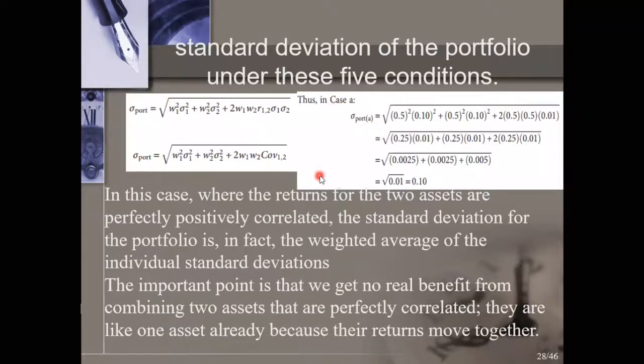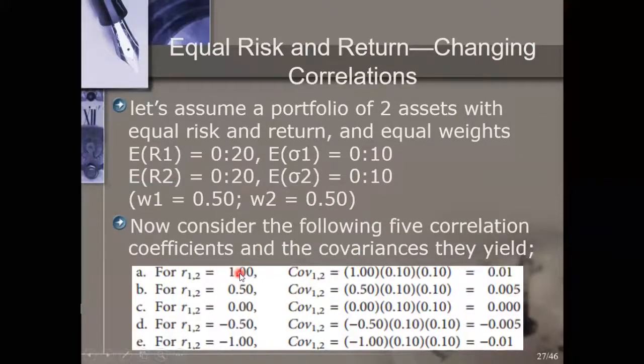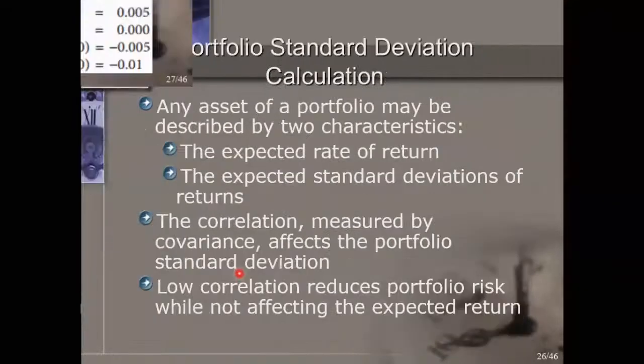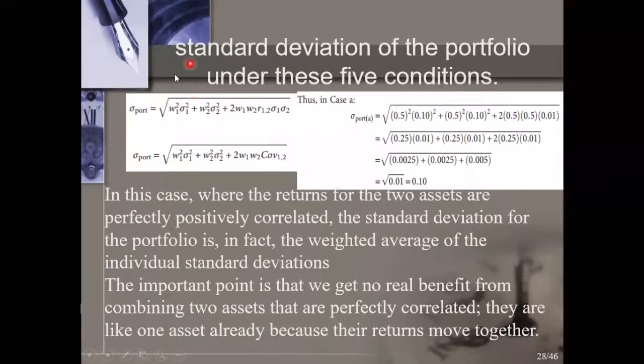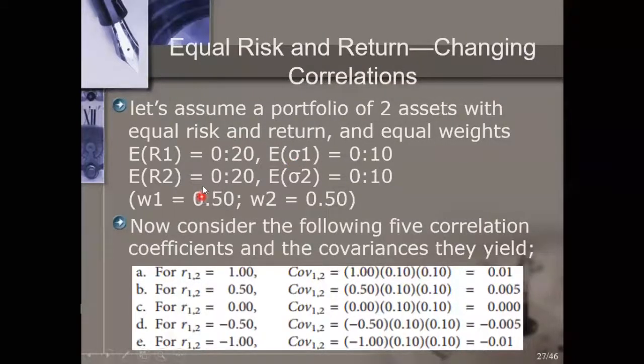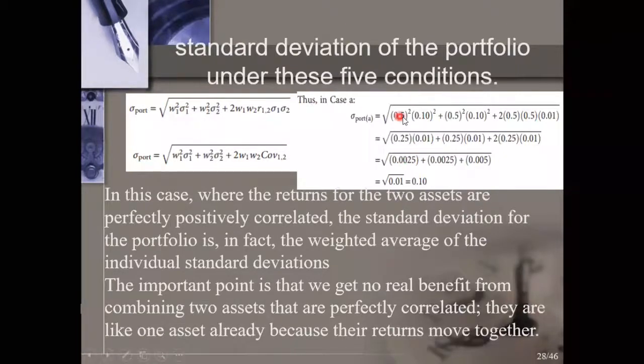So for situation A, what is the formula? The formula is weight of 1 squared multiplied by variance of 1, then weight of 2 squared multiplied by the variance of 2. So right here, what is the weight of 1? Weight of 1 is 0.5. So we will take the square of this 0.5 and multiply by variance. And what is variance? If I take the square of the standard deviation, it will become variance. So you can see 0.5 squared multiplied by 0.10 squared.